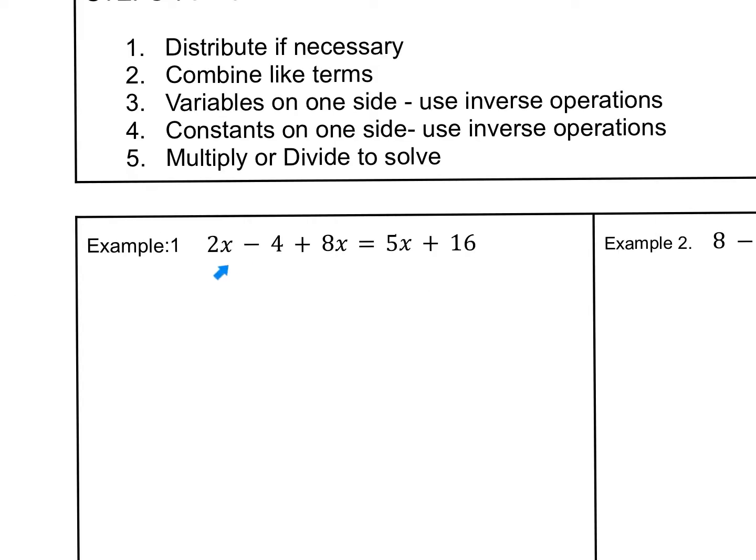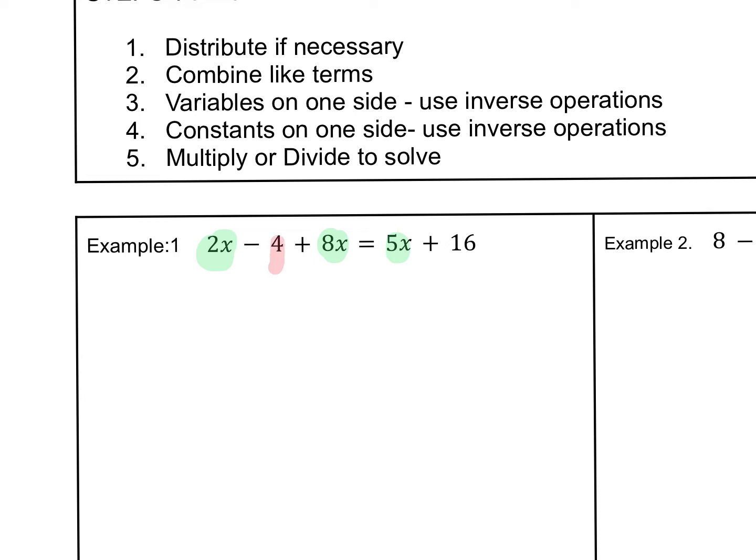So in this first example, we have 2x minus 4 plus 8x equals 5x plus 16. One thing you need to consider is looking at the variables and the constants and separating them. I'm going to do that with a highlighter here. So I'm going to highlight the variables. So we have a 2x and an 8x on the left side, and then we have a 5x on the right side. Okay. Now I'm going to highlight the constants.